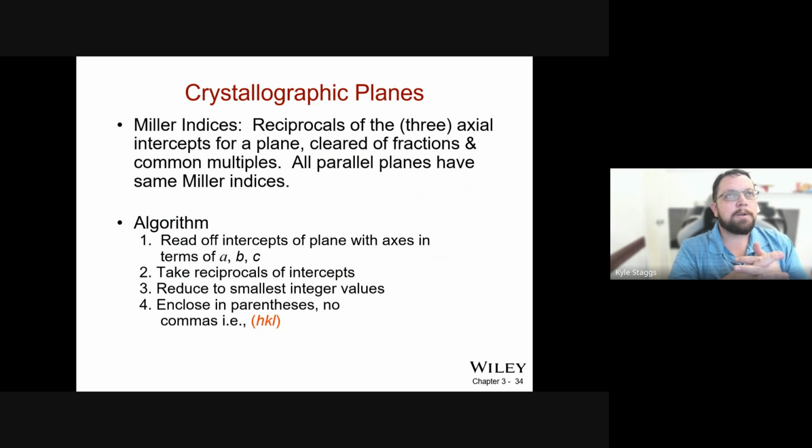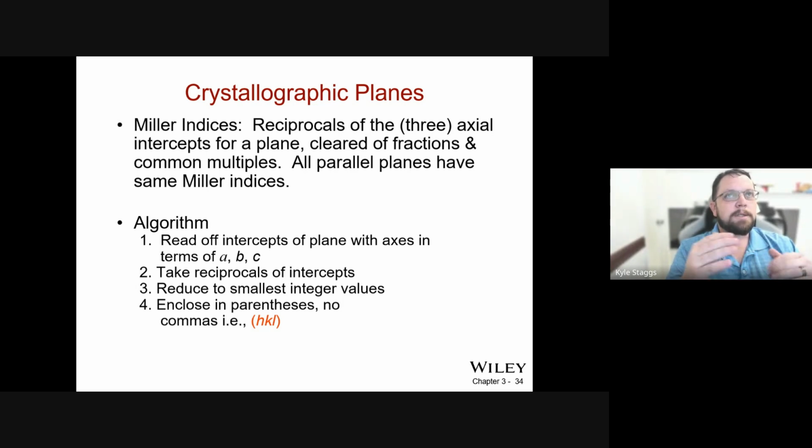So when we're trying to understand these, there are going to be questions that'll ask you about the Miller indices. What these are is the reciprocals of the 3 intercepts for the plane. But we have to clear them of fractions and common multiples, because the idea is they're supposed to be a least common reference point. They're supposed to be a reduced number set in order to make reference easier.